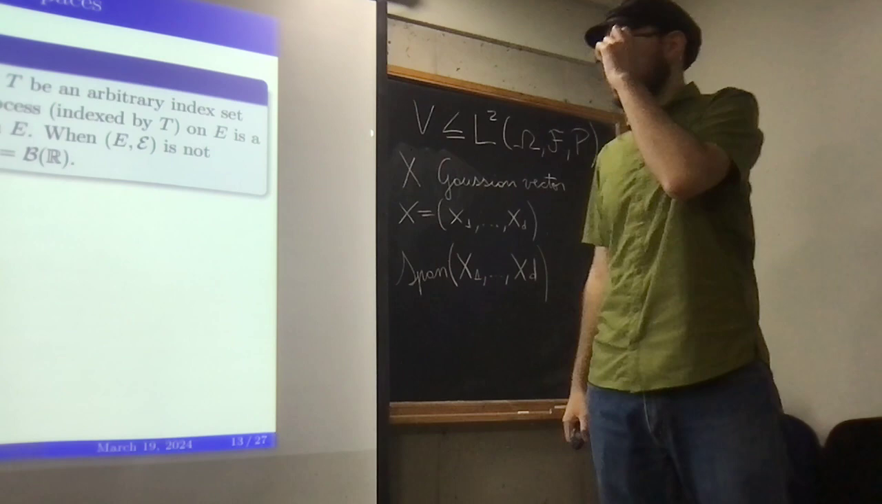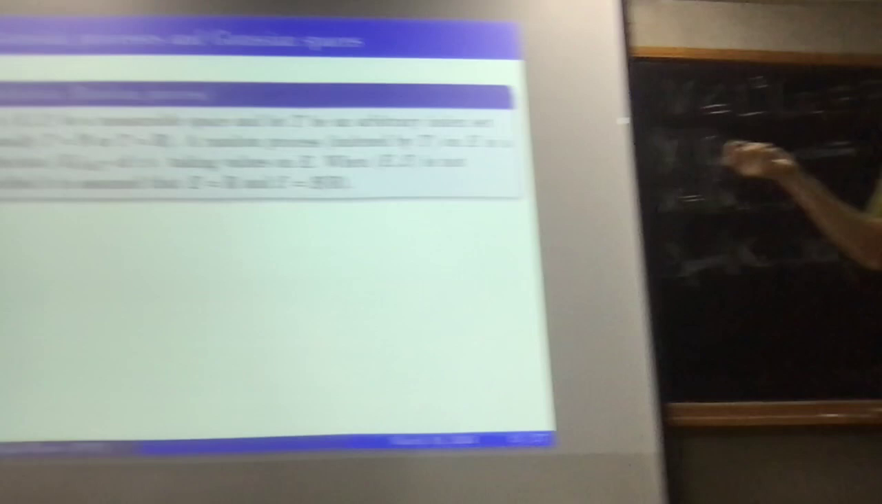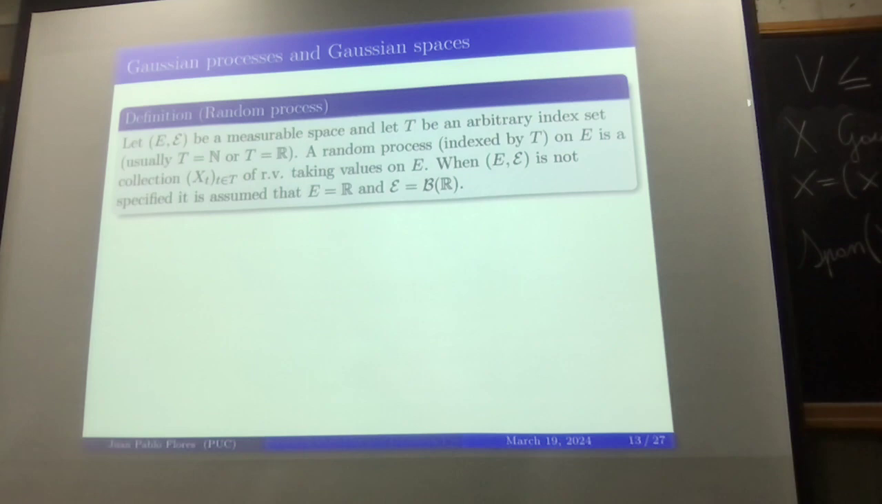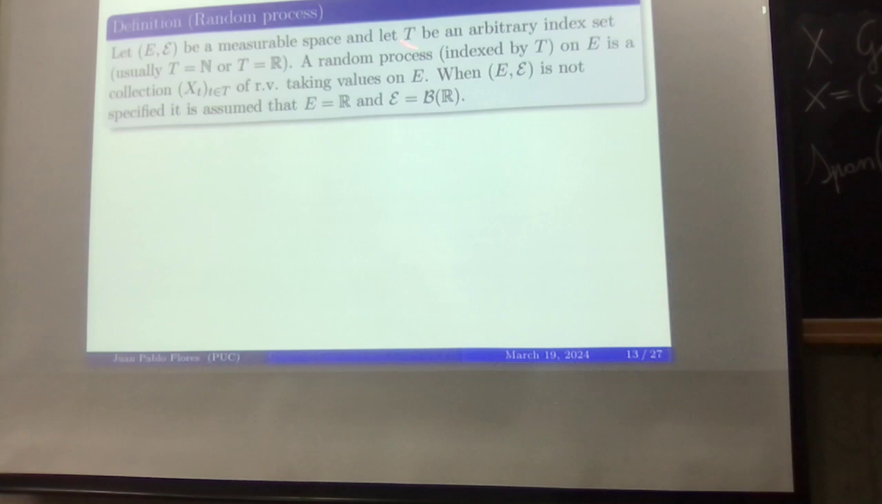Okay. Now, let's define what is a random process, a quick definition. So we are going to take a measurable space, E, with a sigma algebra calligraphic E, and an arbitrary index set T that usually is the natural numbers or the real line. And we can use T to codify time. So T can be thought of as time. A random process then, indexed by T and taking values in this measurable space, is a collection of random variables taking values in the measurable space. And when this tuple is not specified, we assume that E is the real line and the sigma algebra is the Borel sigma algebra. From now on, calligraphic B is always going to be the Borel sigma algebra.